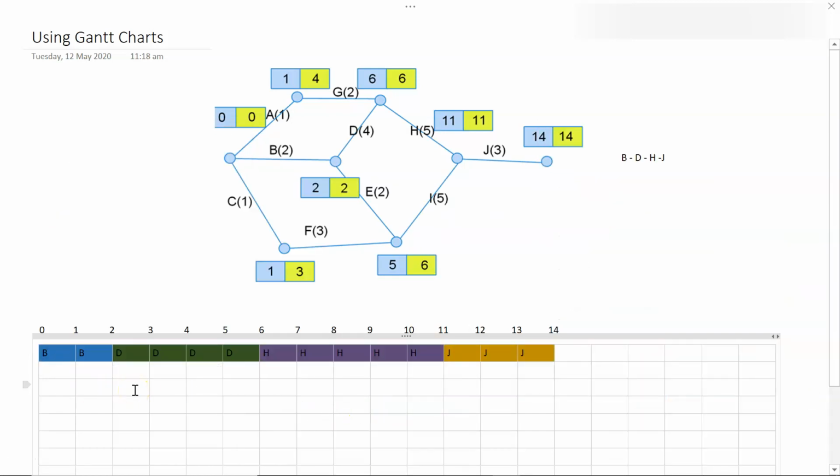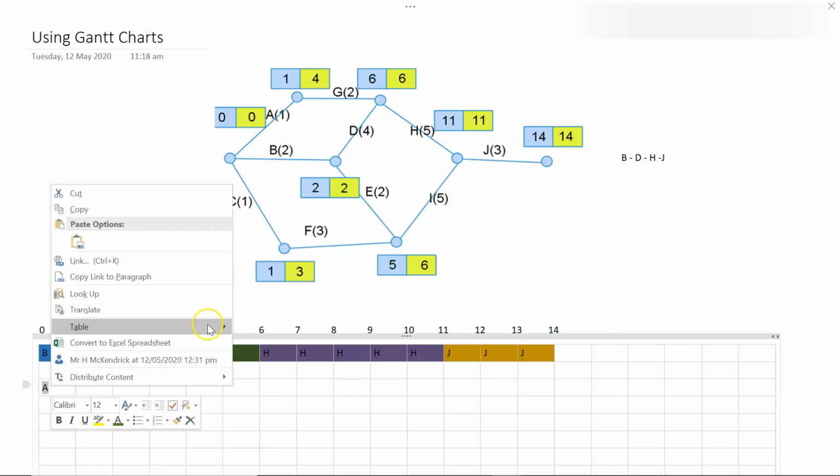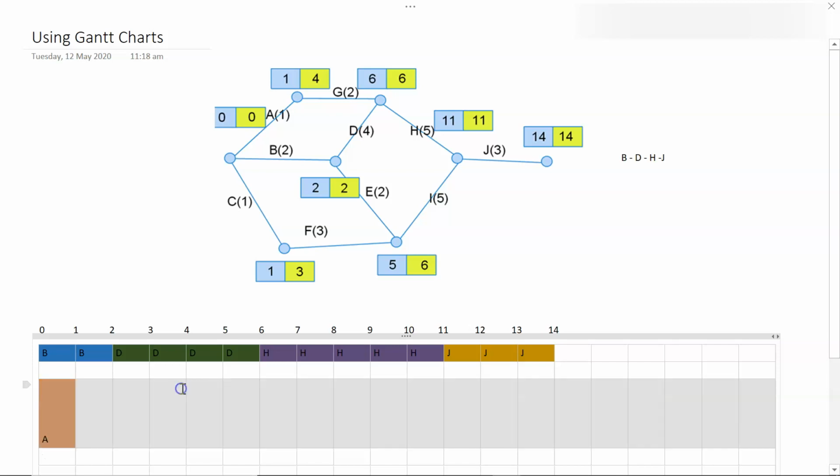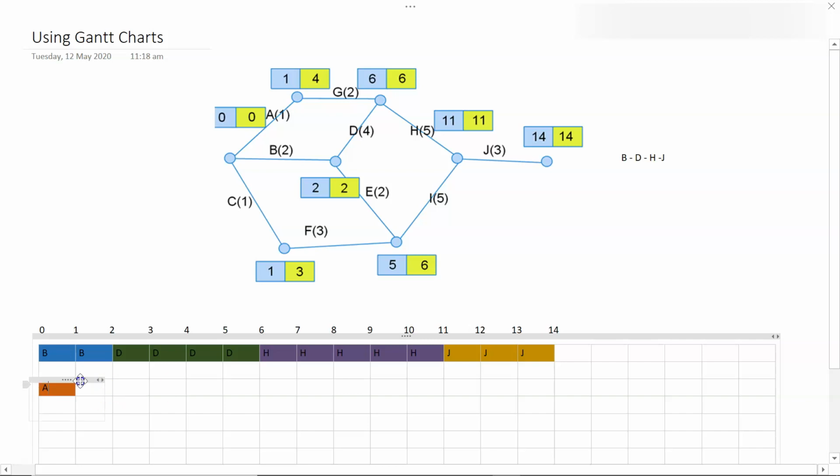Alright, and now you can add in your non-essential activities. So for A, it could start at 0 and could potentially end at 4, but we know it only takes one day. So A will be here, this will be our solid colored one, and then it could finish by 4. That's the latest time it can finish. Alright, there's A.